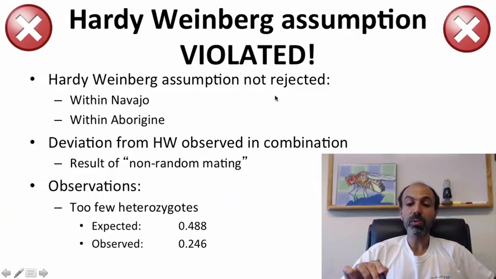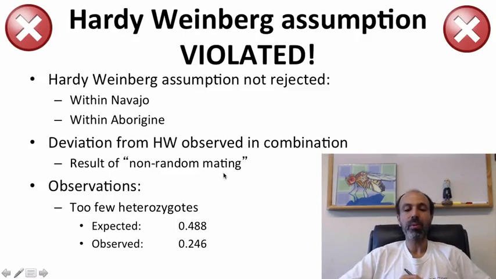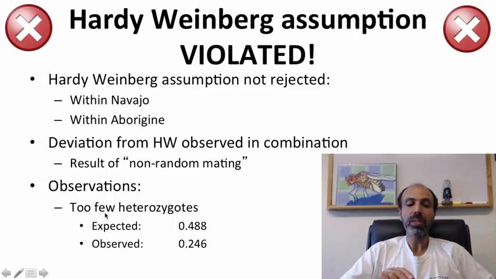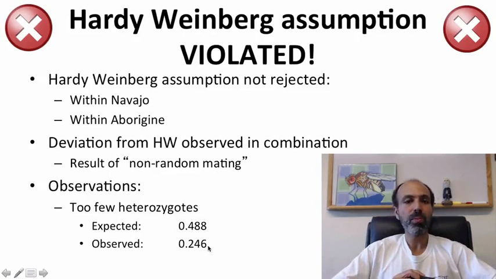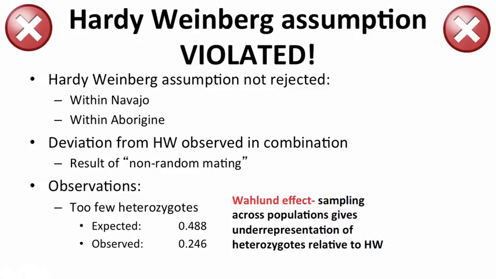The Hardy-Weinberg assumption was not rejected within the Navajo or within the Aborigine, but it deviates from this combined population. This results from non-random mating. Importantly, this will very typically result in having too few heterozygotes. The expected about half, the observed about a quarter. This pattern is referred to as the Wahlund effect.